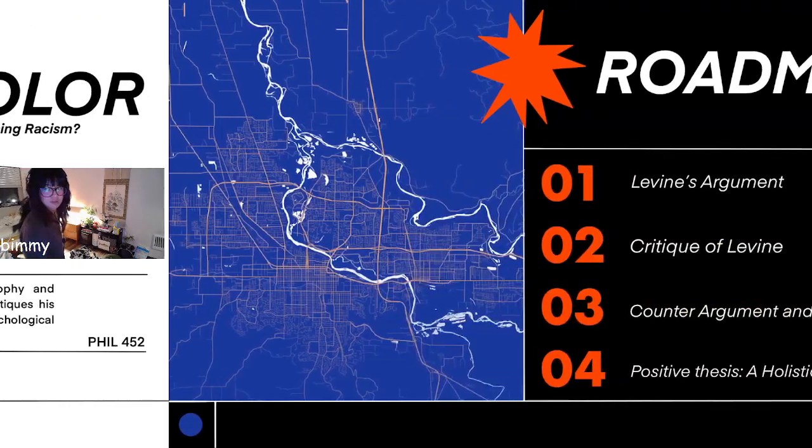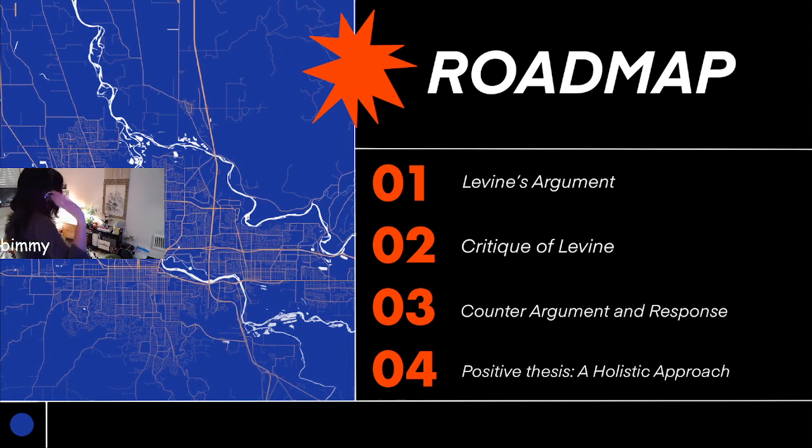So, here is a little roadmap of how my term paper was constructed. It first started off with a brief summary of Levine's argument and what he's arguing for. The second is critiquing Levine, which is my negative thesis. Number 3, the counter argument and response. And number 4, my positive thesis, which is a holistic approach to racism being tied to race and color.